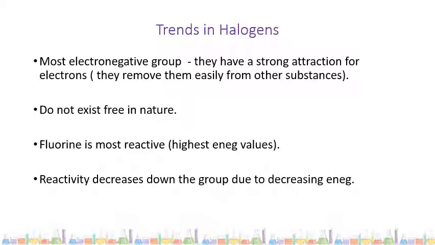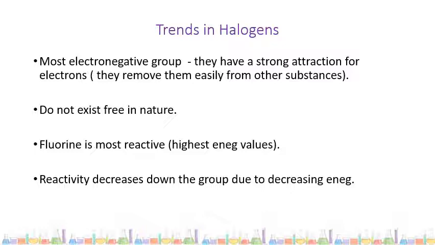We're next going to look at group 7, the trends in the halogens. These are the most electronegative group, so they have the strongest attraction for electrons. What this means is that they can remove electrons very easily from other substances. Just like we said for group 1, these don't exist free in nature. We have to isolate the halogens from their compounds.